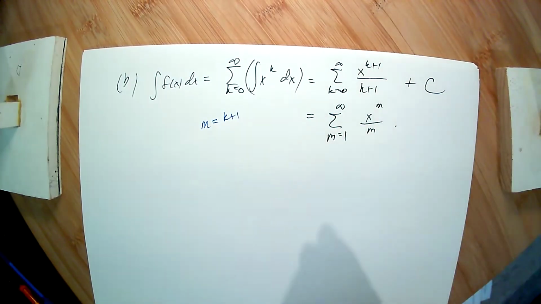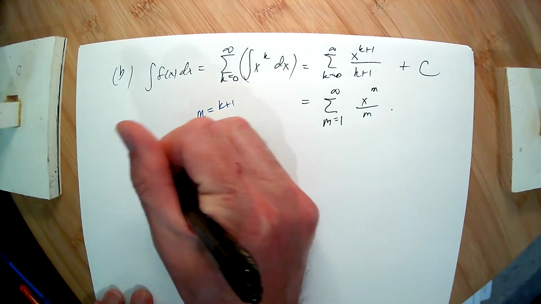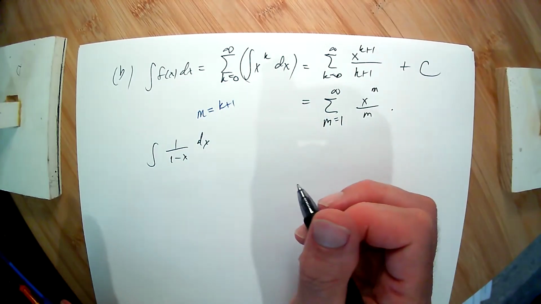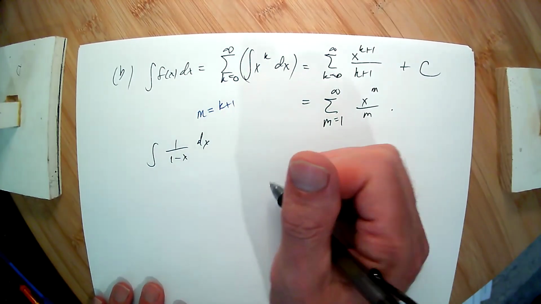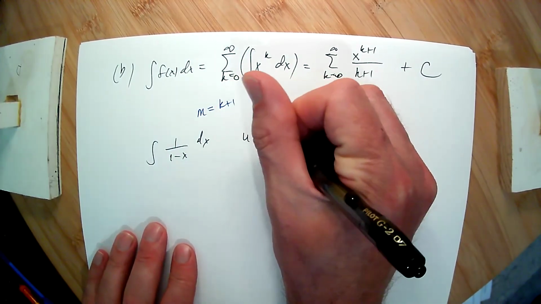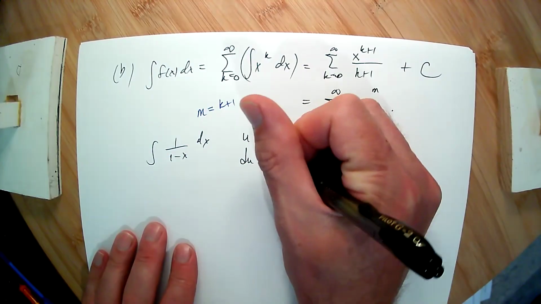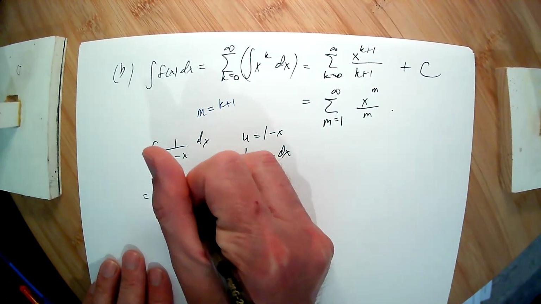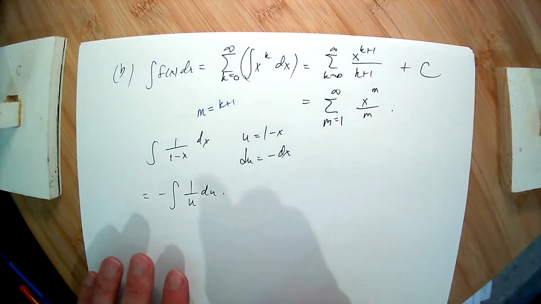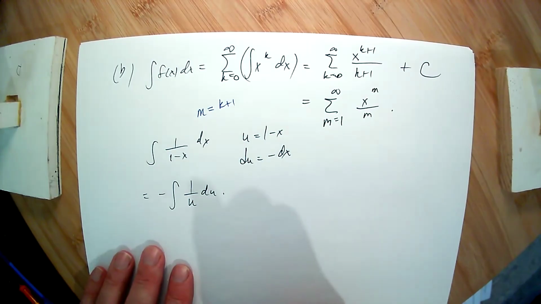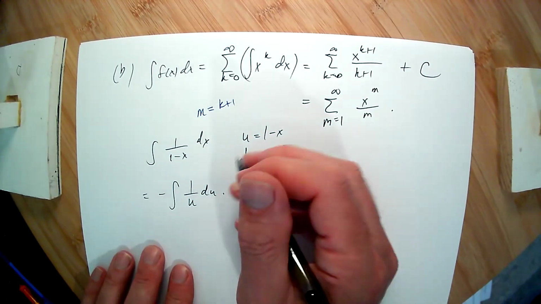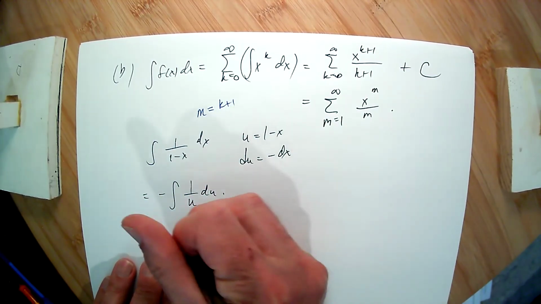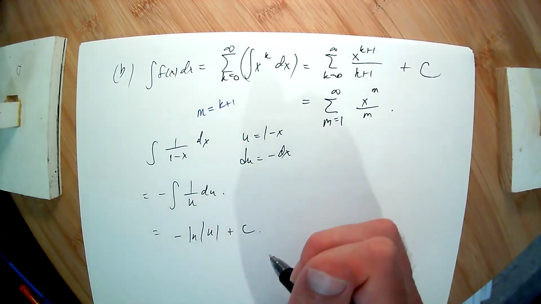Now, what does this end up being a power series for? Well, it ends up being a power series for the integral of 1 over 1 minus x. Okay, well, what the heck is that? Well, let's see. Just making a quick substitution, u equals 1 minus x, du equals minus dx, okay? And so this ends up being minus the integral of 1 over u du, okay? So what is this thing? I guess this ends up being the natural log absolute value of u with a minus sign up front plus c, okay?